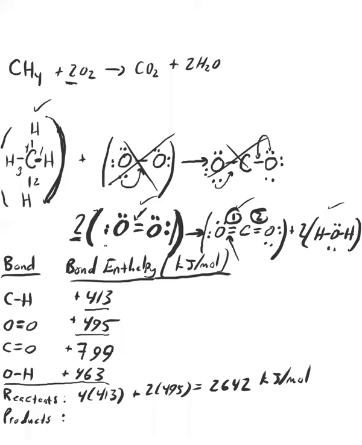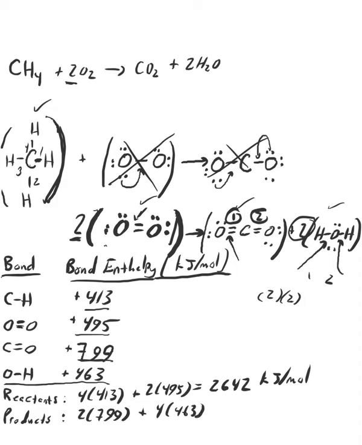So 2 times 799. Okay, that's right here. And then you've got the water. We did the water before, but take a look. There's 2 of them there, but you've also got 2 waters. So that's one of those cases where it's 2 times 2. So that would be 4 times 463.